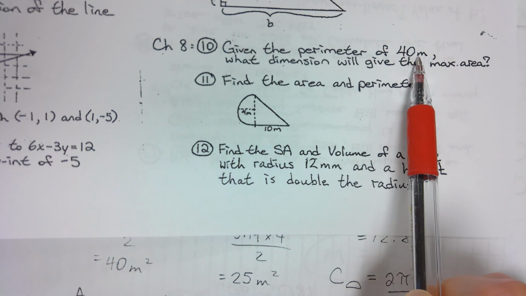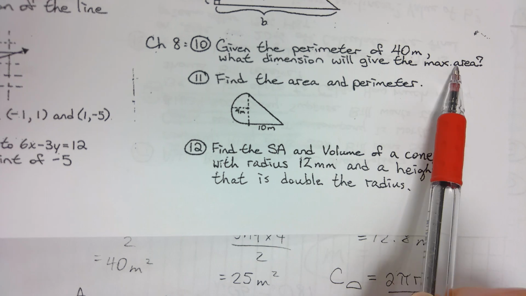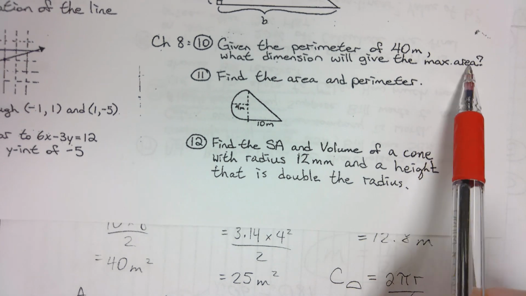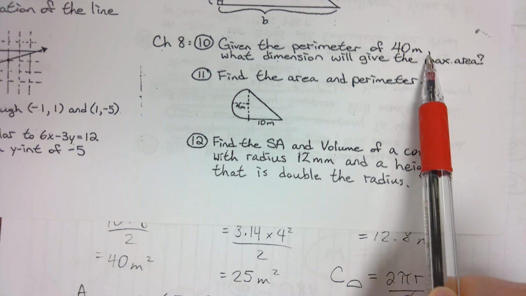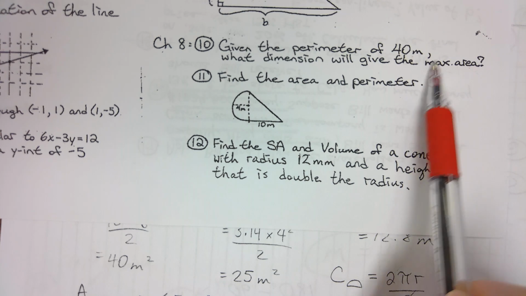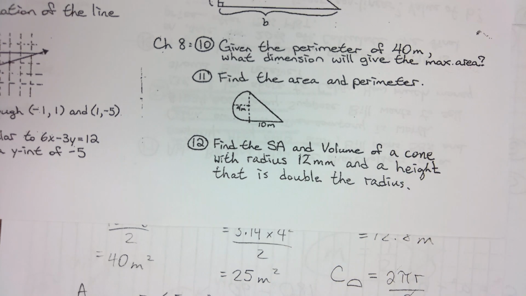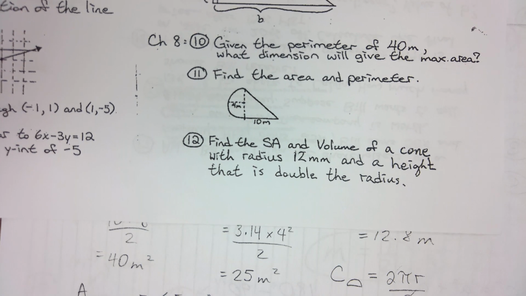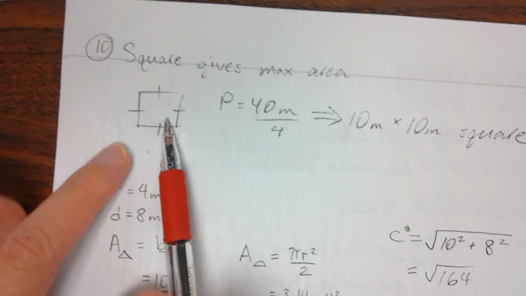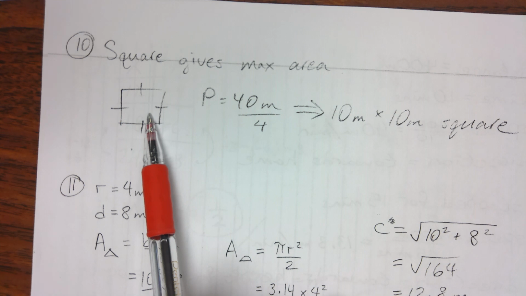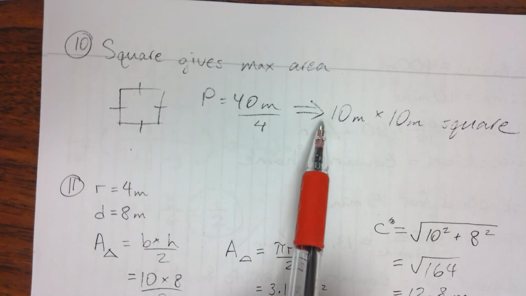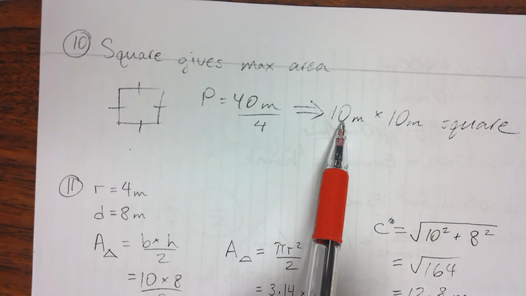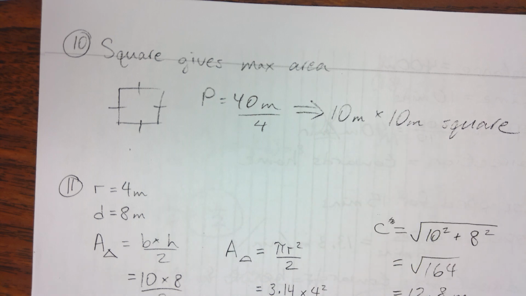Okay, number 10. Given the perimeter of 40 meters, what is the dimension that will give you maximum area? So remember in class we talked about optimization. What shape gives the optimization area? Square, right? So if you have a square, 4 sides are all equal. That means each side is 10. So it's a 10 by 10 square.